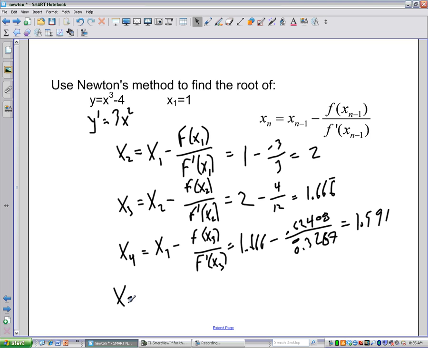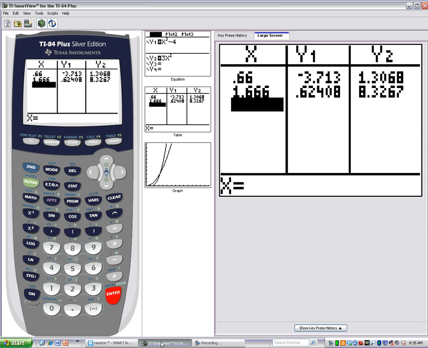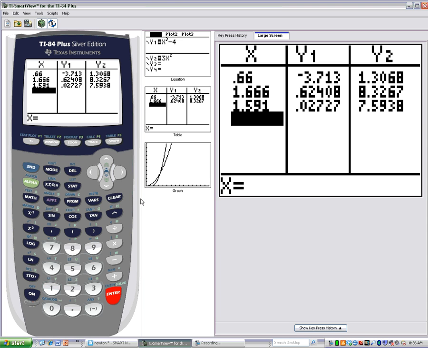And so then we go to x sub 5. X sub 5 is equal to x sub 4 minus f of x sub 4 over f prime of x sub 4. And so I've got 1.591. I go back to my little calculator mode, I type in 1.591. I hit enter. I have my new values, 0.02727.